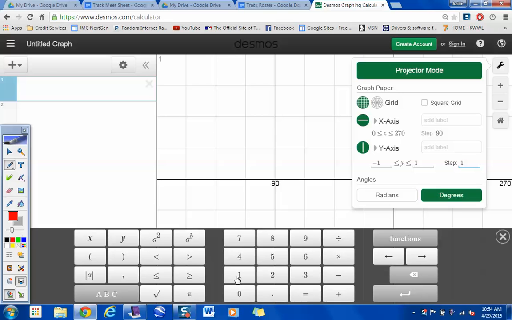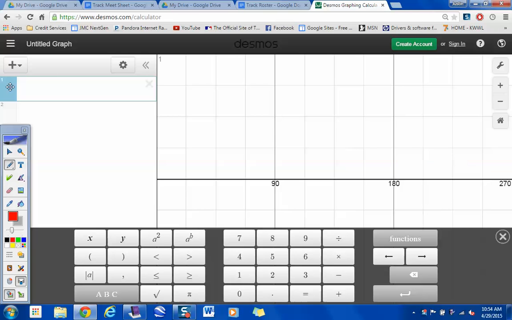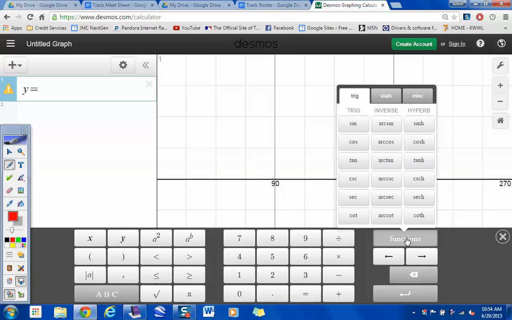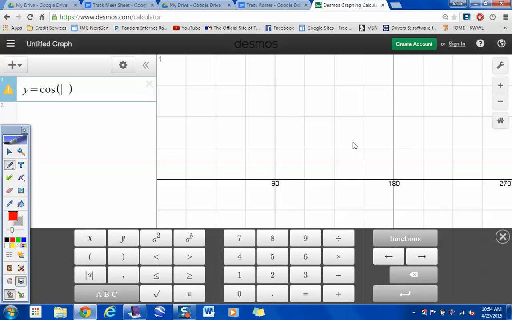So what are we going to type in here then, guys? What's our function that we're really trying to graph now? Y equals what? You hit y equals and then hit the functions button up here. See the functions that pop up for you? What do I want? Cosine. Anywhere where there's a theta, I can always use an x. Beautiful.